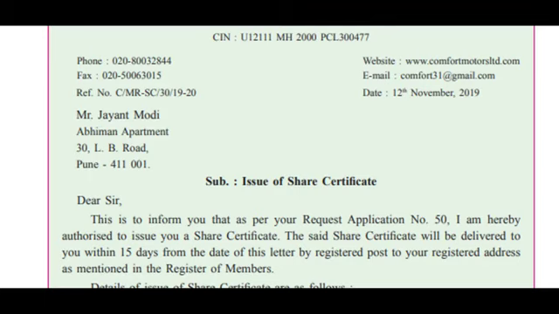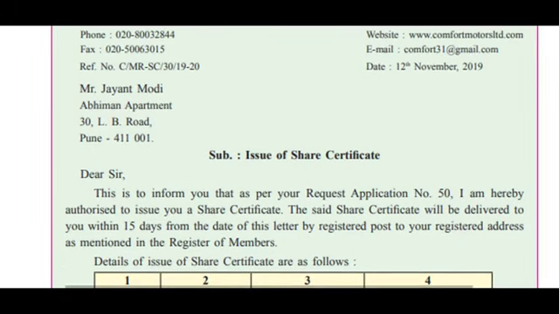Then you are going to start your letter with salutation, that is, dear sir. Now who's informing? In this letter, secretary is going to inform the member. This is to inform you that as per your request application number 50, I am hereby authorized. Secretary is given the authority by the board of directors to write letters to the members. I repeat, this is to inform you that as per your request application number 50, I am hereby authorized to issue you a share certificate.